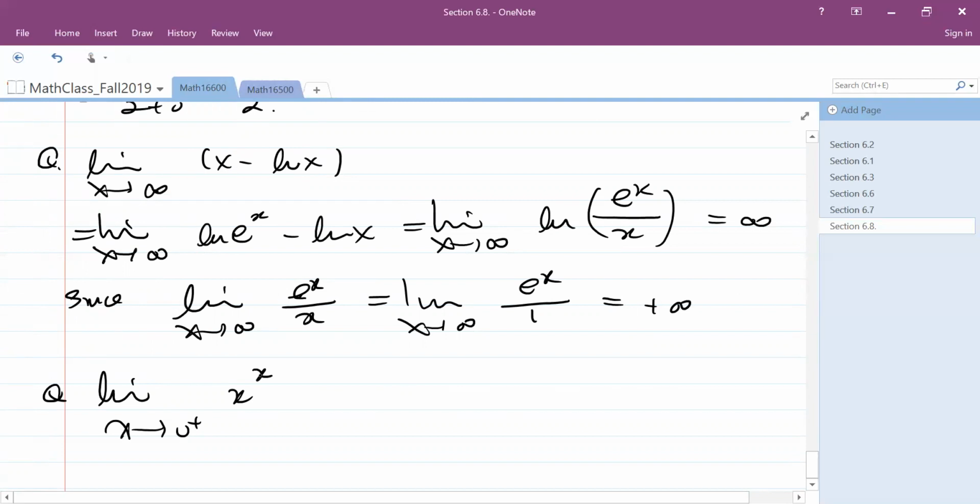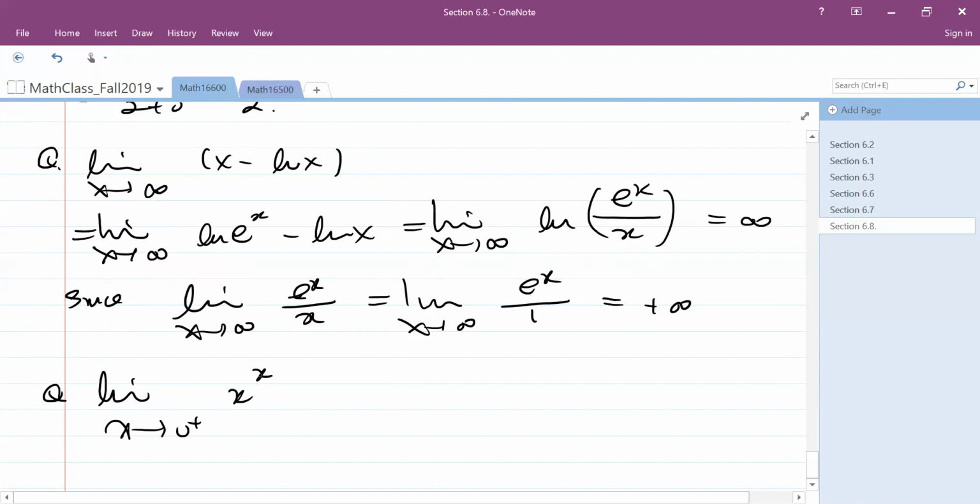It's defined, x is positive, so x to the x is defined. Now, this is not a power function. It is not an exponential function. Exponential function means a to the x, where a is fixed. Power function will be x to the a, where a is fixed and the power is fixed. Now both the base and power are changing as x approaches 0.